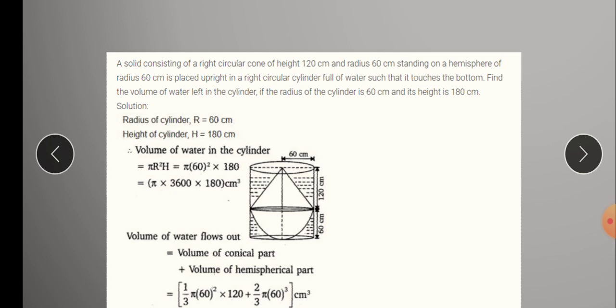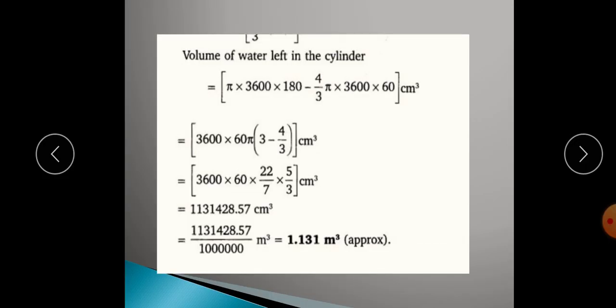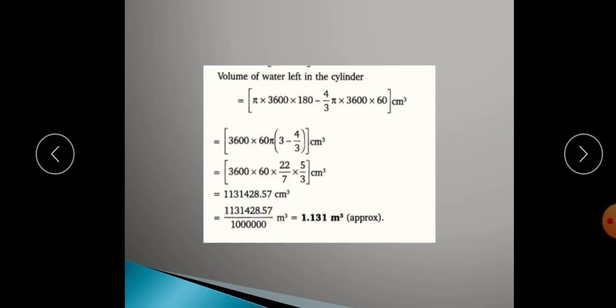First find the volume of the hemisphere plus cone. The volume of the cylinder is pi r square h, which is pi into 3600 into 180; let it be like that. Then the volume of the cone is 1 by 3 pi r square h, and the volume of the hemisphere is 2 by 3 pi r cube. If you subtract the volume of the cone and hemisphere from the volume of the cylinder, you will get the water left, approximately 1.131 meter cube.